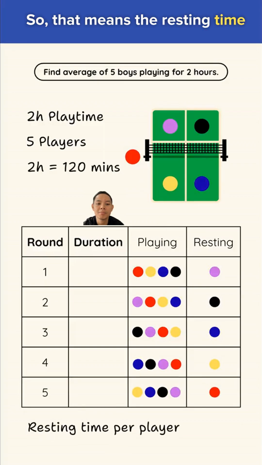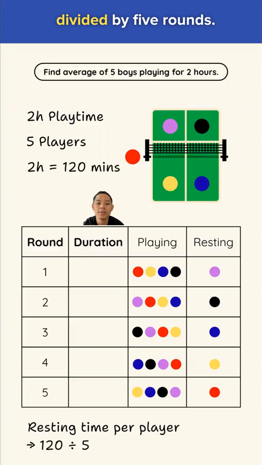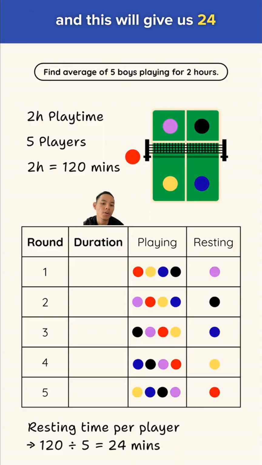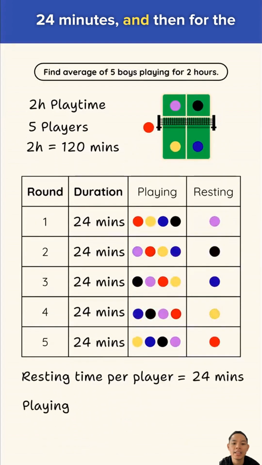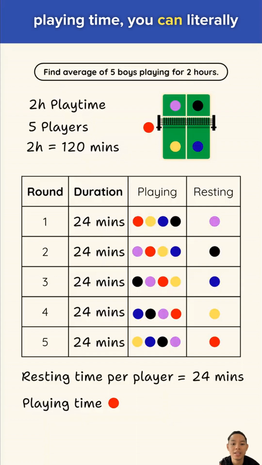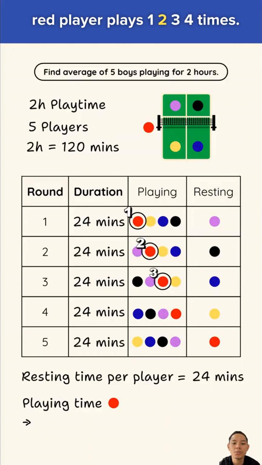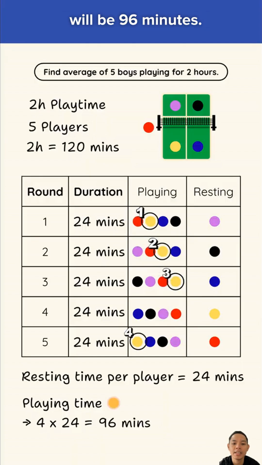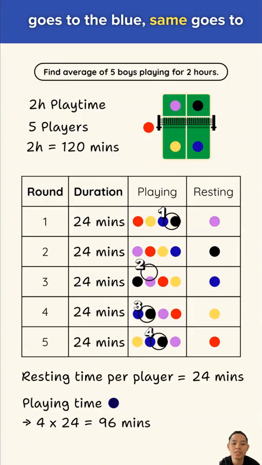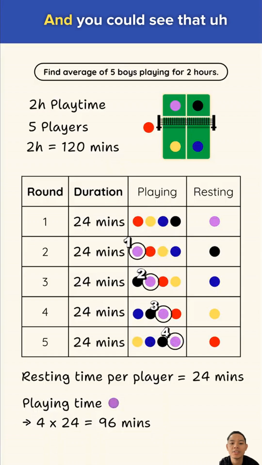So the resting time per player would be 120 divided by 5 rounds, since every player has rested, and this will give us 24 minutes. So one round is 24 minutes, and for the playing time, you can literally count. For the red player, it plays 1, 2, 3, 4 times. So that means 4 times 24 is 96 minutes. Same goes for the yellow, the blue, the black, and you can see that same goes for the purple as well.